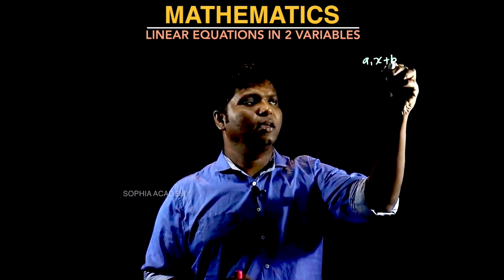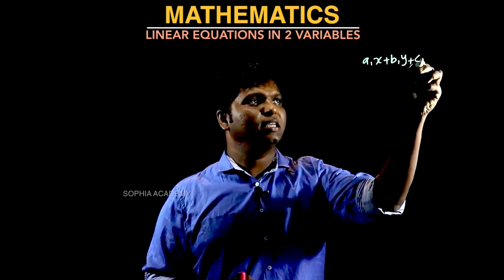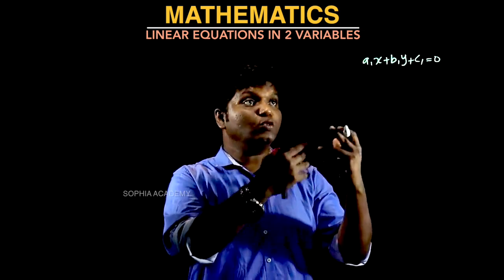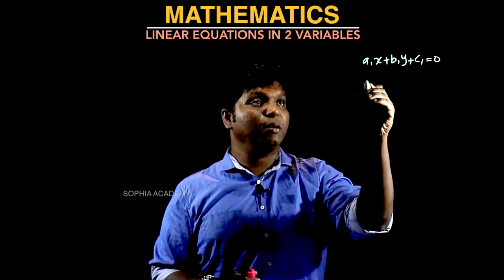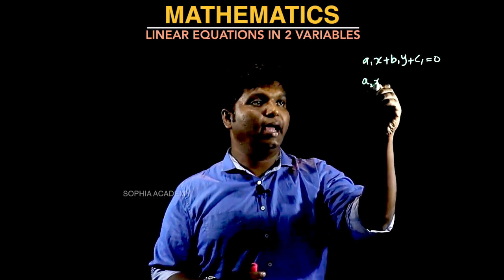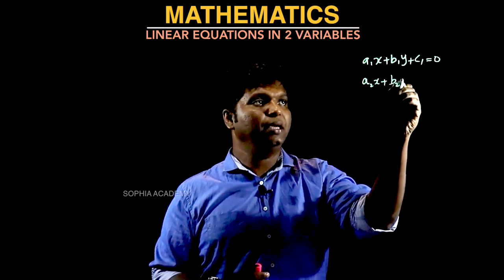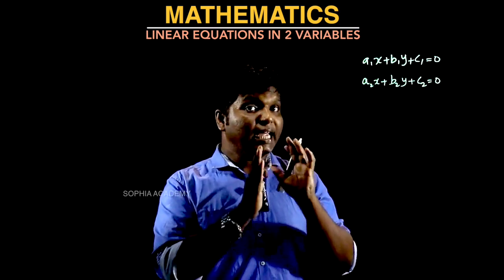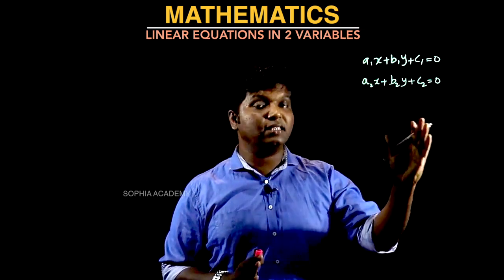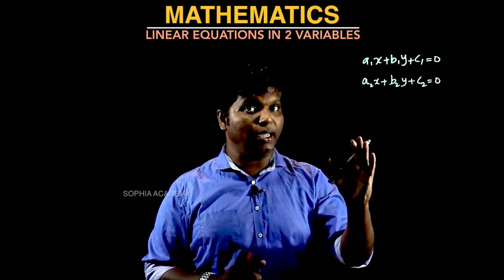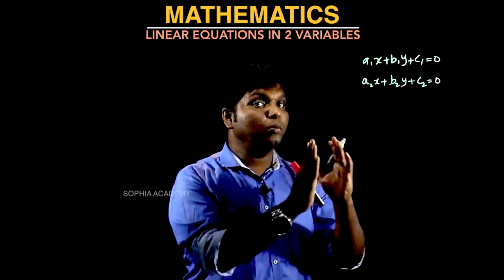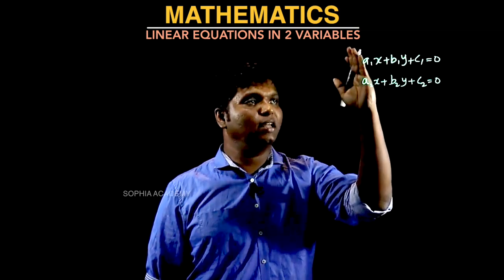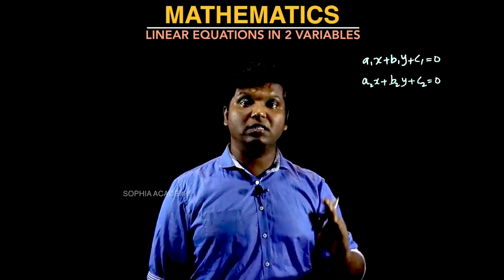a1x plus b1y plus c1 is equal to 0. This is one equation. There is one more equation. Instead of a1 I am writing a2x plus b2y plus c2 is equal to 0. Keep this in your mind: every time the right hand side should be equal to 0. In the LHS part there will be an x, there will be a y, and there will be a constant number.